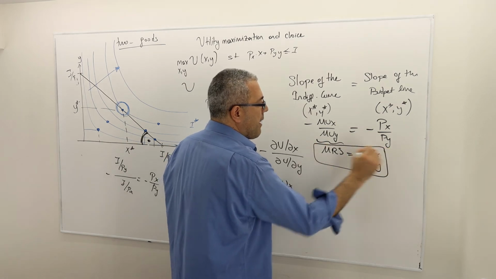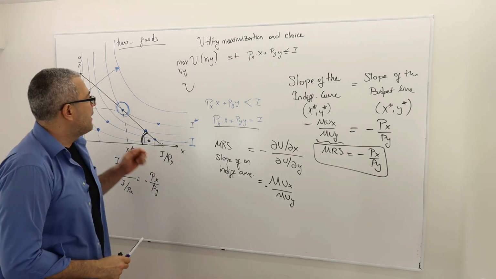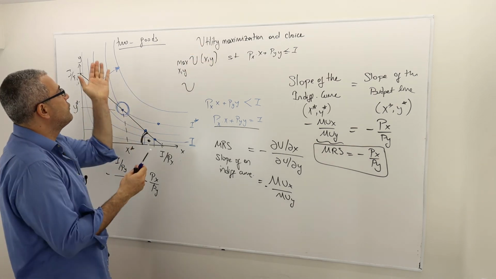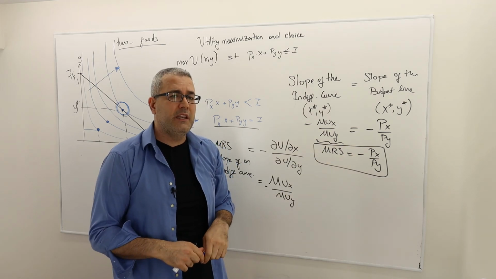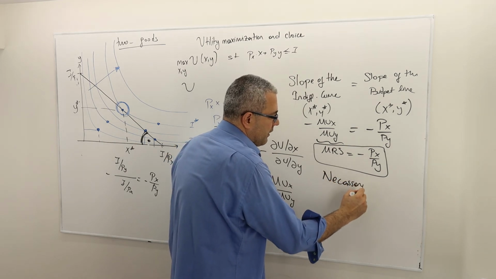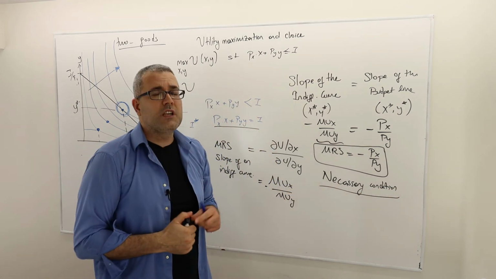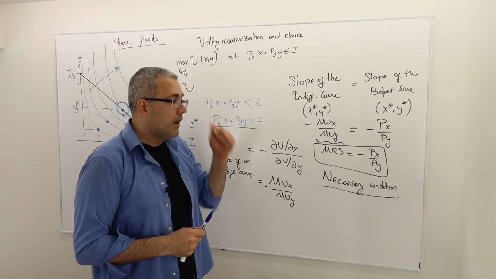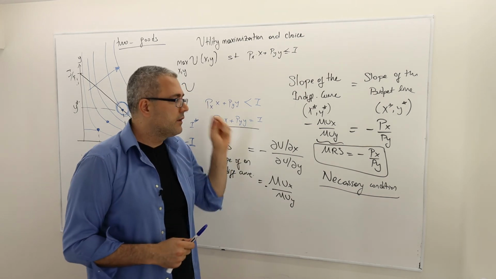So you probably remember this from your intermediate microeconomics courses. For a utility maximization problem in a two goods economy, the marginal rate of substitution must be equal to the price ratio, minus px over py. This is, by the way, a necessary condition, meaning it's not sufficient. I mean, for some utility functions, this is not going to hold. So this is necessary, meaning this basically gives me a critical point, obviously, all right?